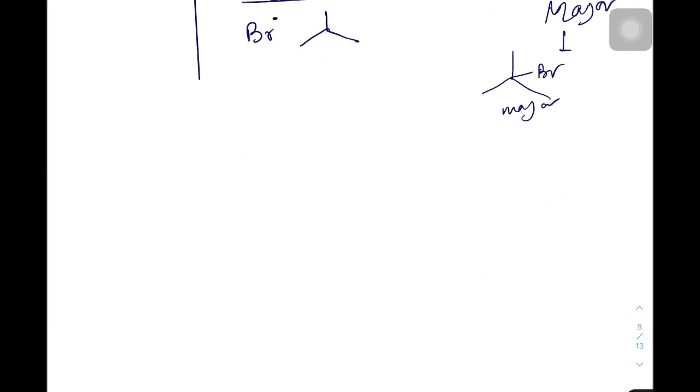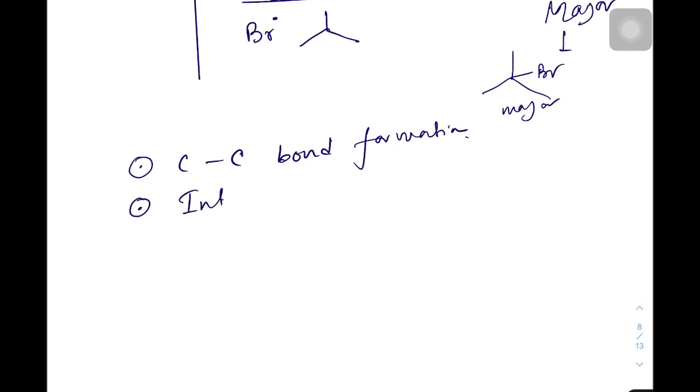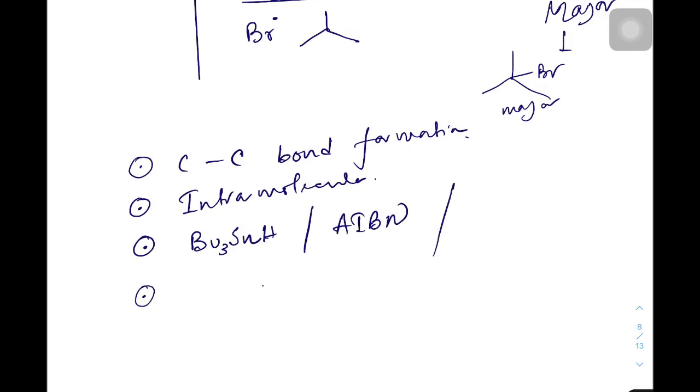In the next part of our radical chemistry class, we will discuss C-C bond formation through radical mechanism. Second, intramolecular radical cyclization. Use of this type of reagent, use of AIBN, and some reactions through the radical pathway.